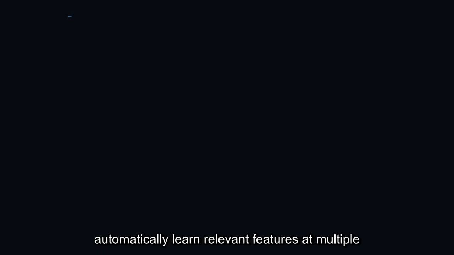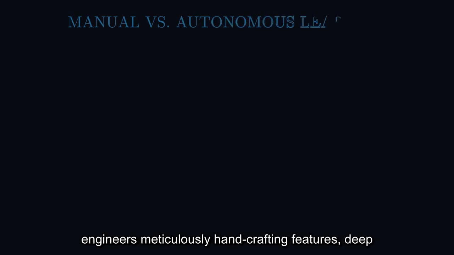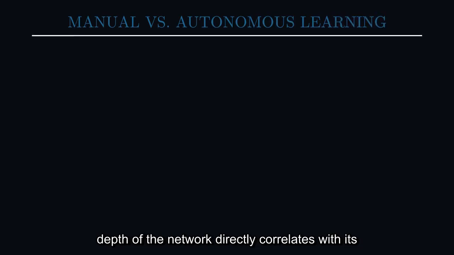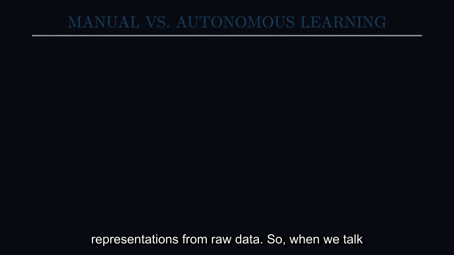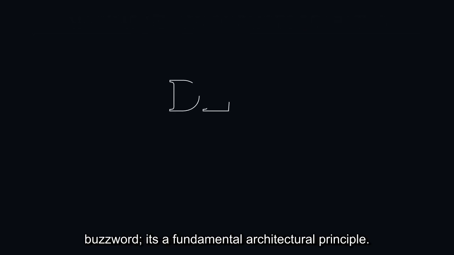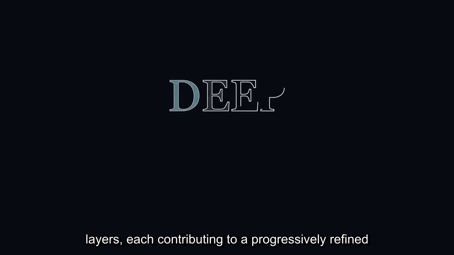This ability to automatically learn relevant features at multiple levels of abstraction is a significant departure from traditional machine learning. Instead of engineers meticulously handcrafting features, deep learning models discover them autonomously. The depth of the network directly correlates with its capacity to uncover these intricate, hierarchical representations from raw data. So, when we talk about deep learning, the "deep" isn't just a catchy buzzword, it's a fundamental architectural principle. It signifies the presence of multiple processing layers, each contributing to a progressively refined understanding of the data.